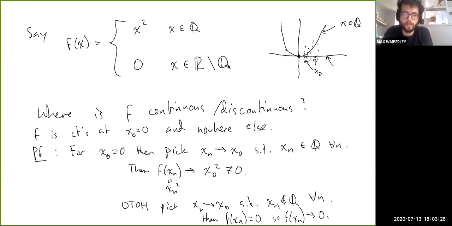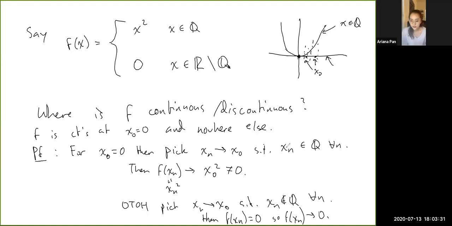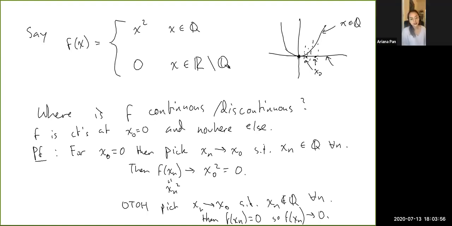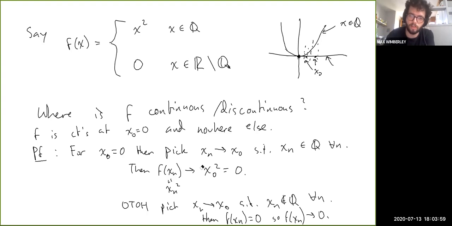Well, if x naught is 0 in this case, then when we pick a sequence converging to x naught that are all rational points, f of xn converges to x naught squared, but x naught squared is just 0 in this case. And if you pick a sequence converging to x naught such that xn is not rational, then it still converges to 0. So the two limits are the same. Actually, that's not quite enough, according to the definition, to prove that it's continuous there.